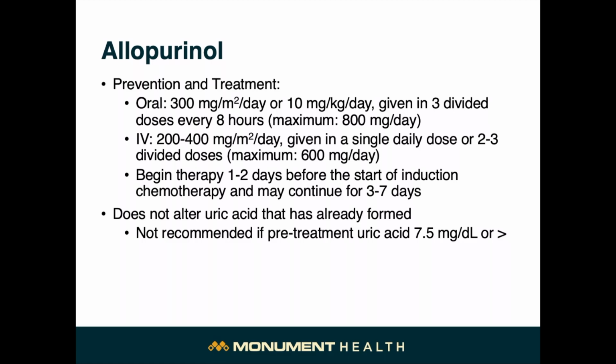One of the really important things to remember about allopurinol is that it does not alter uric acid that has already been formed. Another important thing is to remember the time to plasma uric acid control with this agent. This is roughly a day, or about 27 hours for this to occur. Allopurinol also does have renal dose adjustments. And finally, it's not recommended to use allopurinol if the pretreatment uric acid level is elevated at 7.5 or greater. If this is the case, then rasburicase would be the medication that we would want to use in this situation.